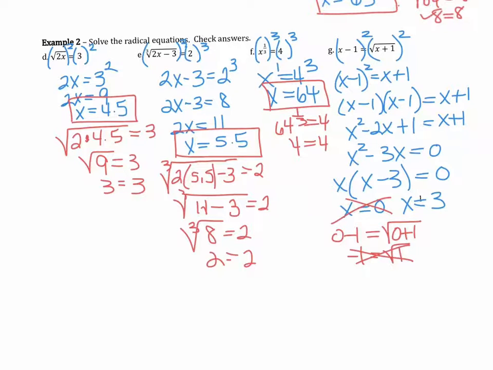Then we're going to check 3. We check 3. 3 minus 1 equals the square root of 3 plus 1. So you get 2 equals the square root of 4. And I know that the square root of 4 is 2. That checks out. So the answer to the problem, or the solution to the equation, is x equals 3. X equals 0 did not work in the original equation. It is an extraneous solution. It is not a solution to the original equation.